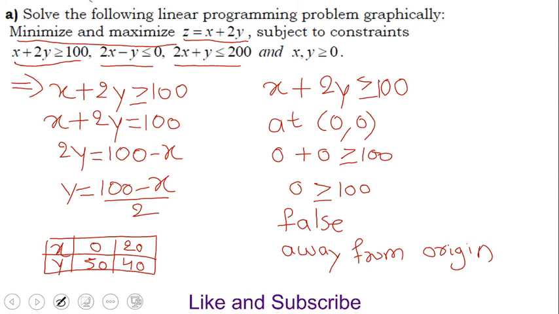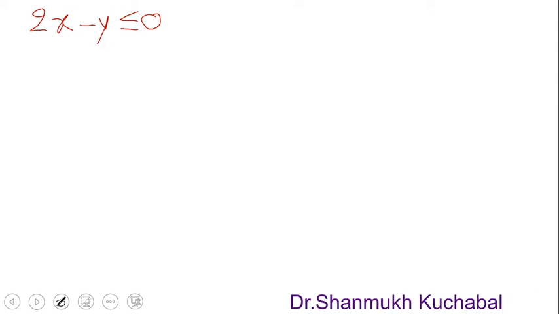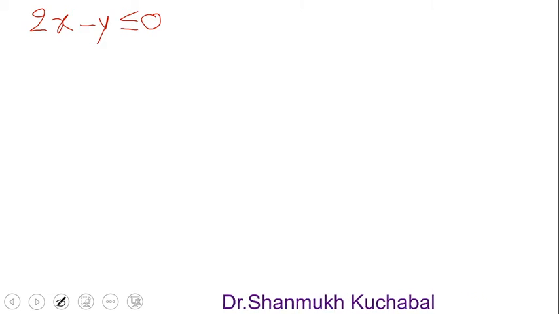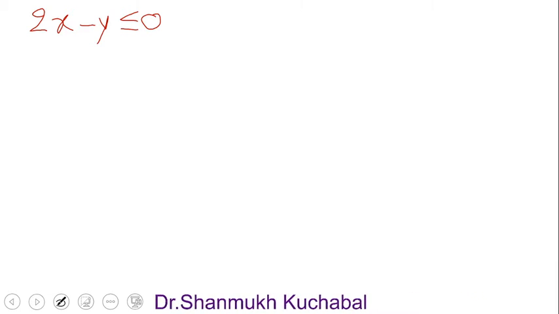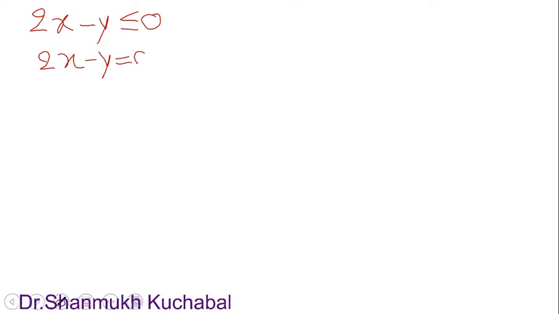So the first equation solution we have written. Now we'll consider the second equation, which is 2x minus y less than or equal to 0. The procedure is the same as in the previous example. Since an inequality is there, we'll take the equality sign. So we get 2x minus y equal to 0.